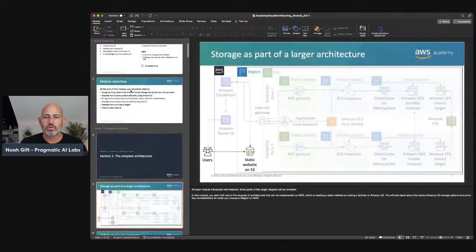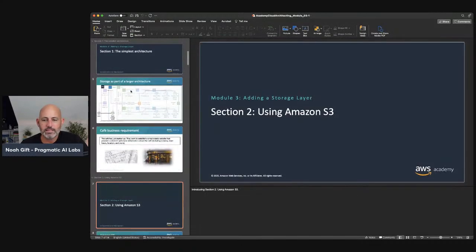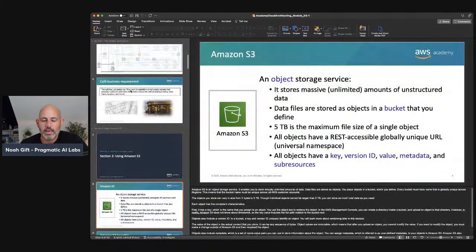Basically, the storage is a part of a larger architecture, and in the case of a static website, right, it could be S3. And a good example that they're starting with is this cafe. They want to do a static website. How would you architect this system? And that would be a good one to kind of think through.